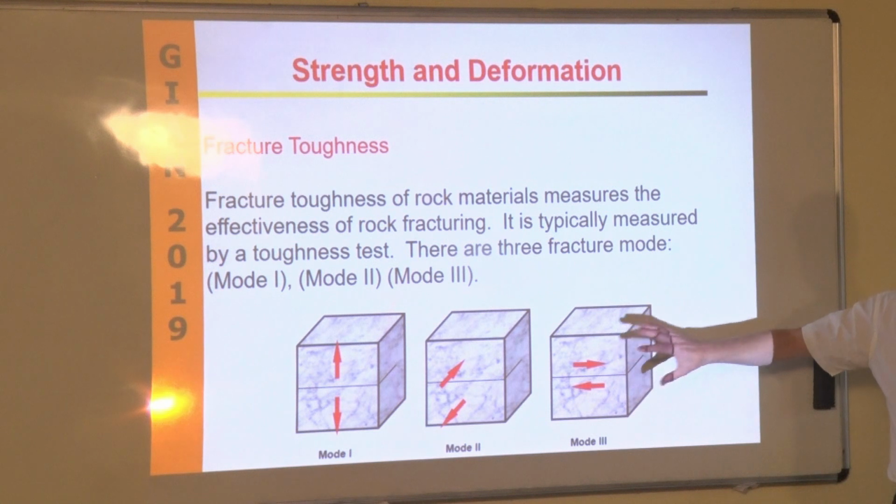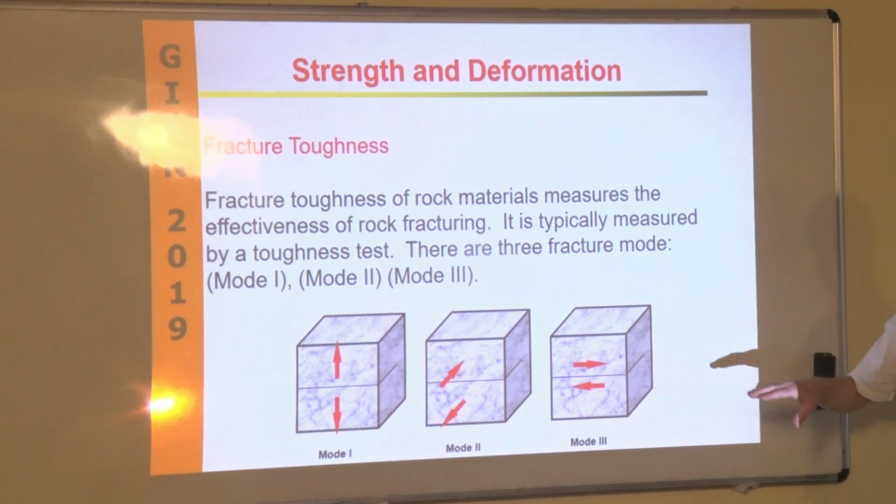Now, just one thing. We're going to talk about mode 1, mode 2, mode 3. So mode 1 is a tensile fracture. So you break your sample by pulling it apart. Okay? Mode 2 is a shear fracture. So the movement is along the plane. And mode 3 is basically tearing. So you have a rotation along a vertical axis. Okay? So these are the three different modes of failure. Mode 1 is tension, mode 2 is shear, mode 3 is tearing.